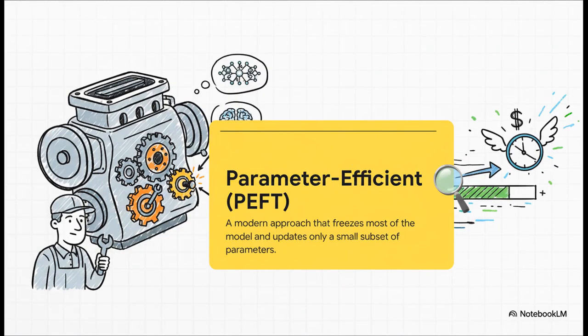But what if we don't have the resources to rebuild the entire engine? Well, that's where a more modern and frankly, much smarter approach comes in. Parameter-efficient fine-tuning, or PEFT. With PEFT, we're not rebuilding the whole engine. We're acting like a master mechanic, making small, precise adjustments to just a few key parts. We freeze the vast majority of the model's parameters and only train a tiny fraction. This is a total game changer, making fine-tuning accessible to so many more people and projects.